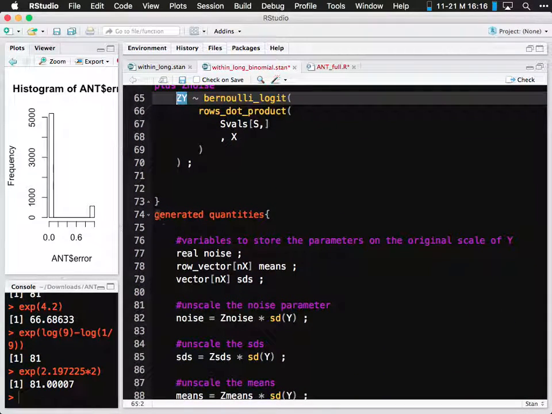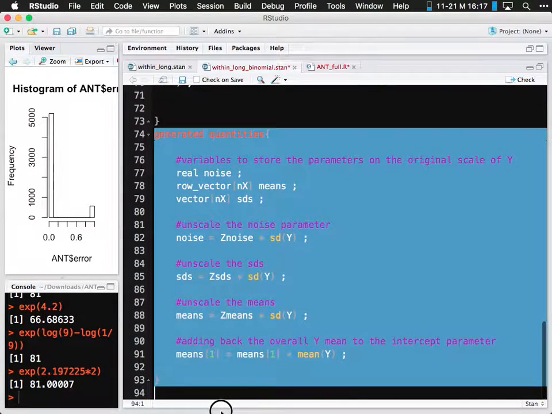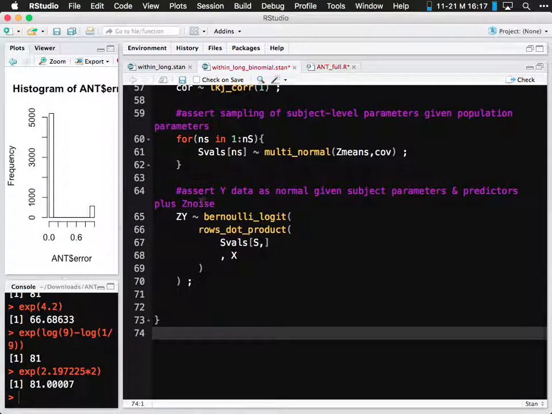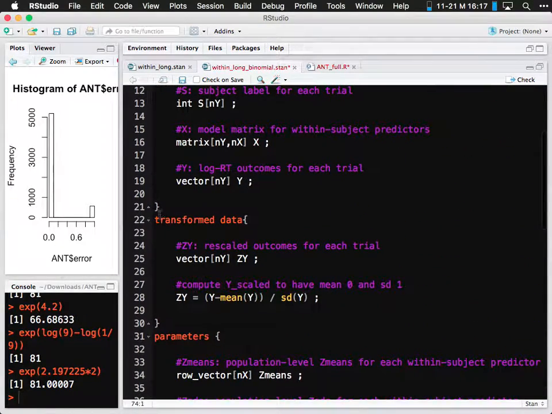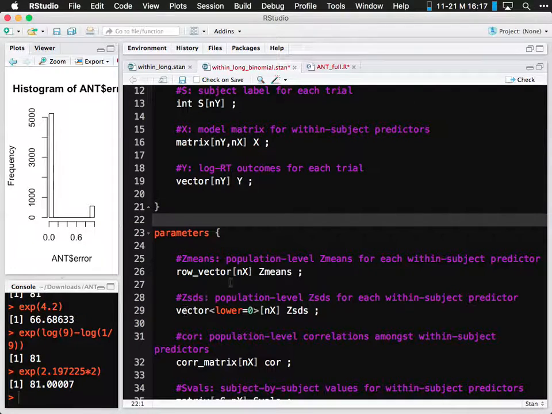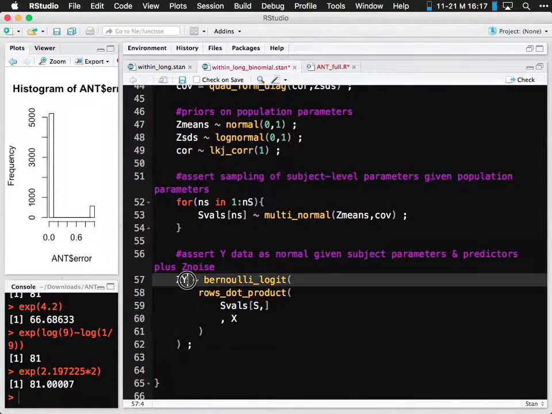Similarly, we actually wouldn't want to do any of the scaling that we did, so you can delete all of the generated quantities. And ditto, you'd want to delete all of the transformed data. ZY was down here. You could just say Y is the outcome.